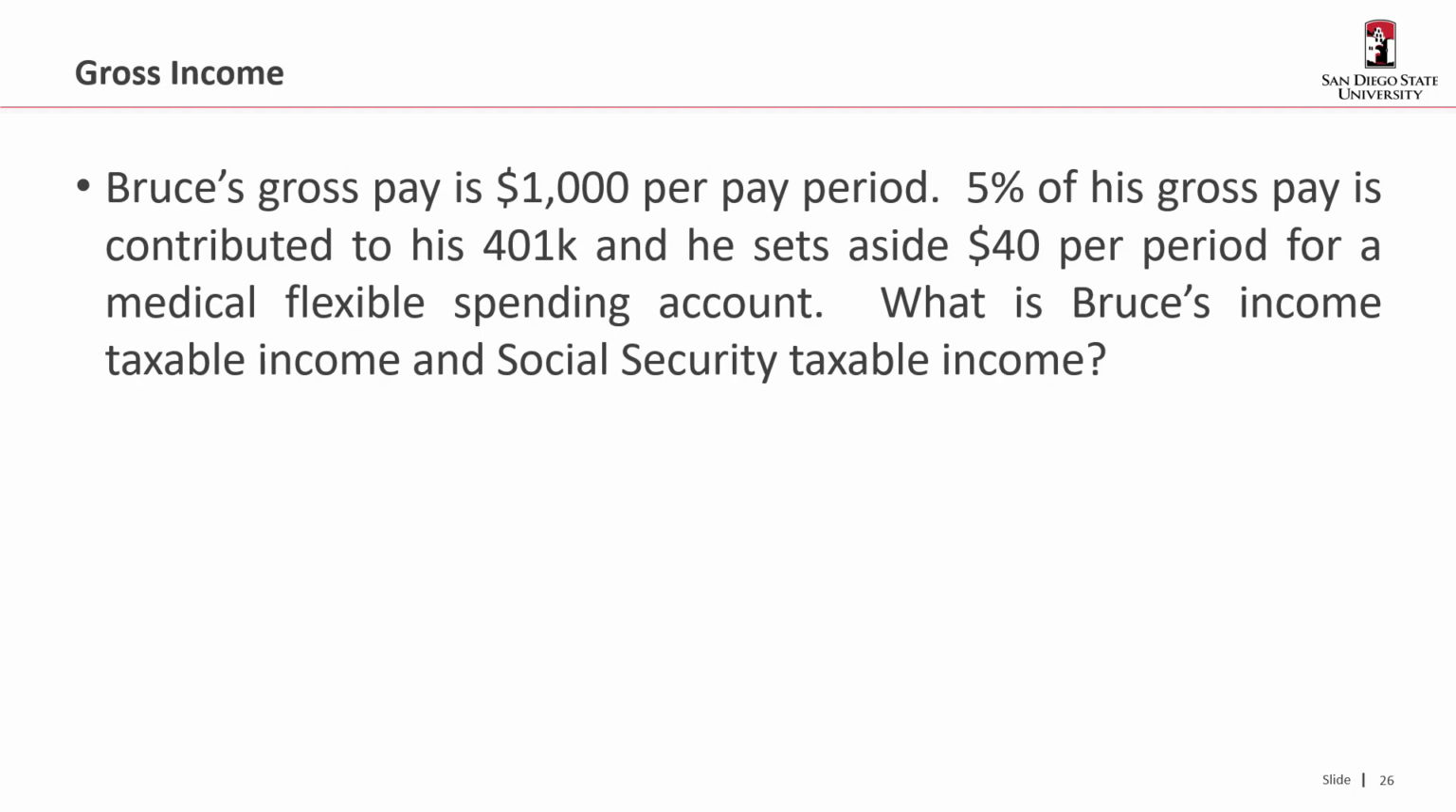So Bruce's gross pay is $1,000 per pay period. 5% of his gross pay is contributed to his 401k, and he sets aside $40 per period for a medical flexible spending account. So a medical flexible spending account is when you set money aside. It's a lot like an HSA, which we talked about in the previous module. It's that lockbox perspective where you put money in the lockbox. In this case, instead of using it for your deductible, this is to cover other out-of-pocket costs for medical expenses.